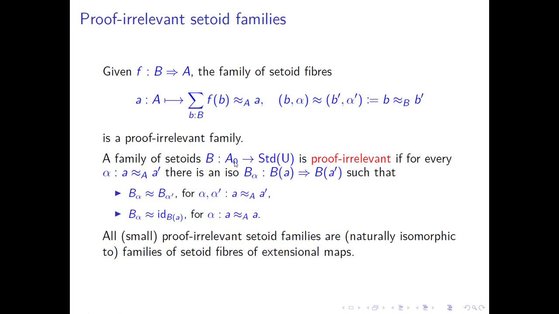It turns out that this is a proof-relevant family in the following sense: for each equality in A, we have a corresponding morphism, which is actually an isomorphism, between the two fibers. The isomorphism does not depend on the proof that we consider, and moreover, over any loop, if you want, it is actually the identity function.